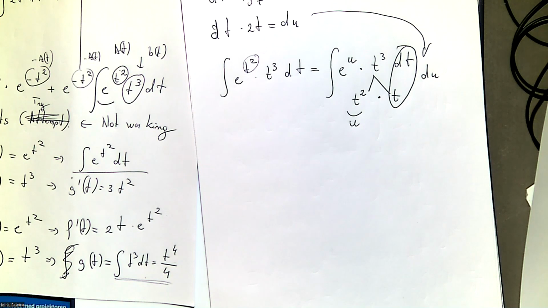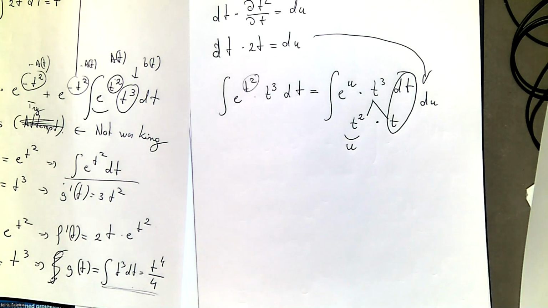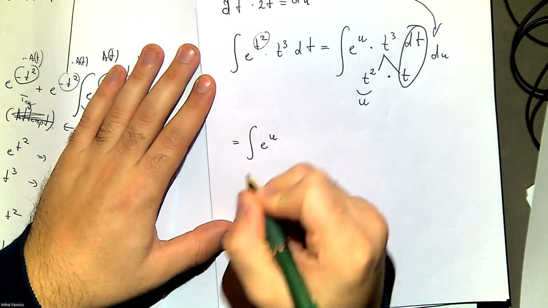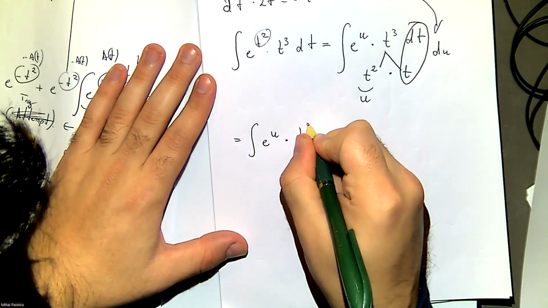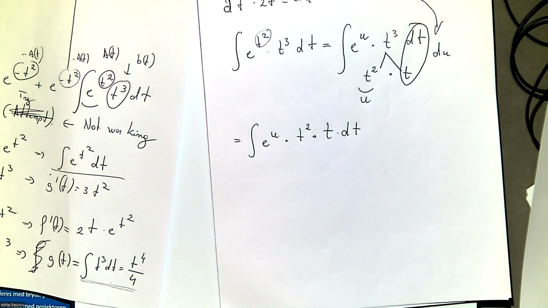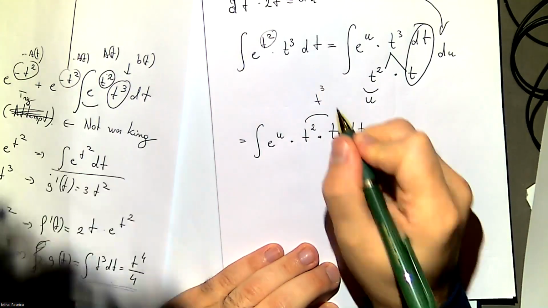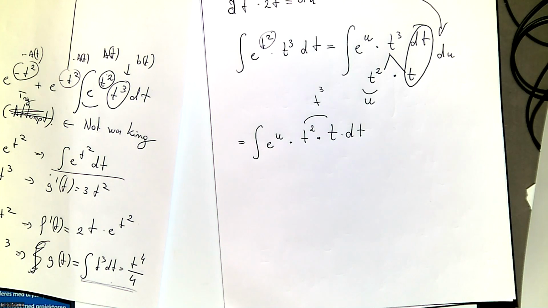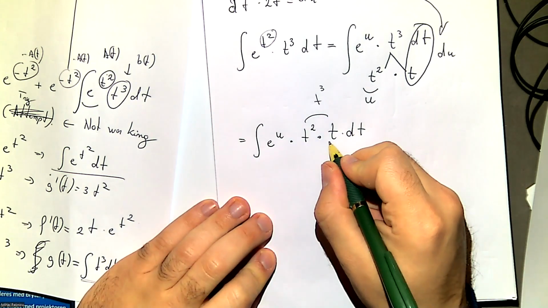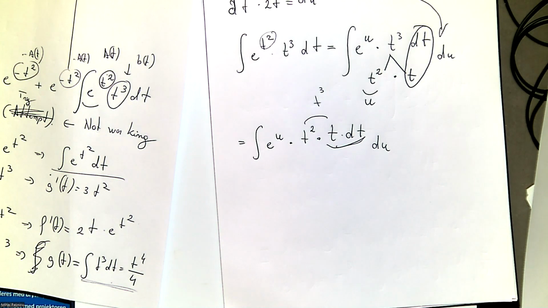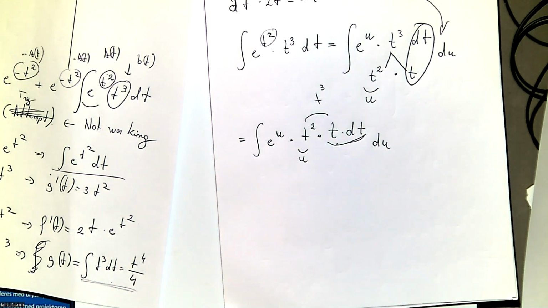So my claim is that this t to the third and dt are pretty bad. So I can just write it as integral of u times t squared times t times dt. This is t to the third. Right? The same equation as before. And now I can just group my stuff up. So this is du, and this is just u.